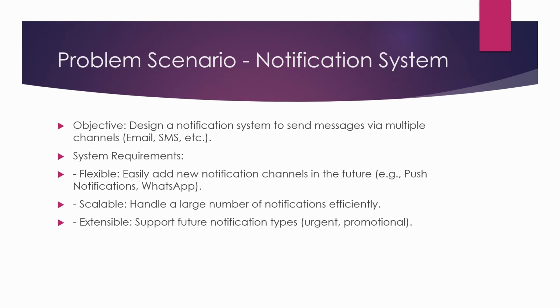Let's now move to our problem scenario. Designing a notification system. The system needs to send messages through multiple channels like email and SMS. It must be flexible, scalable, and extensible, ensuring we can easily add new channels in the future. For example, if we want to add push notifications or WhatsApp, we should be able to integrate them without much hassle. The system should also handle large-scale notifications and future notification types like urgent or promotional messages.